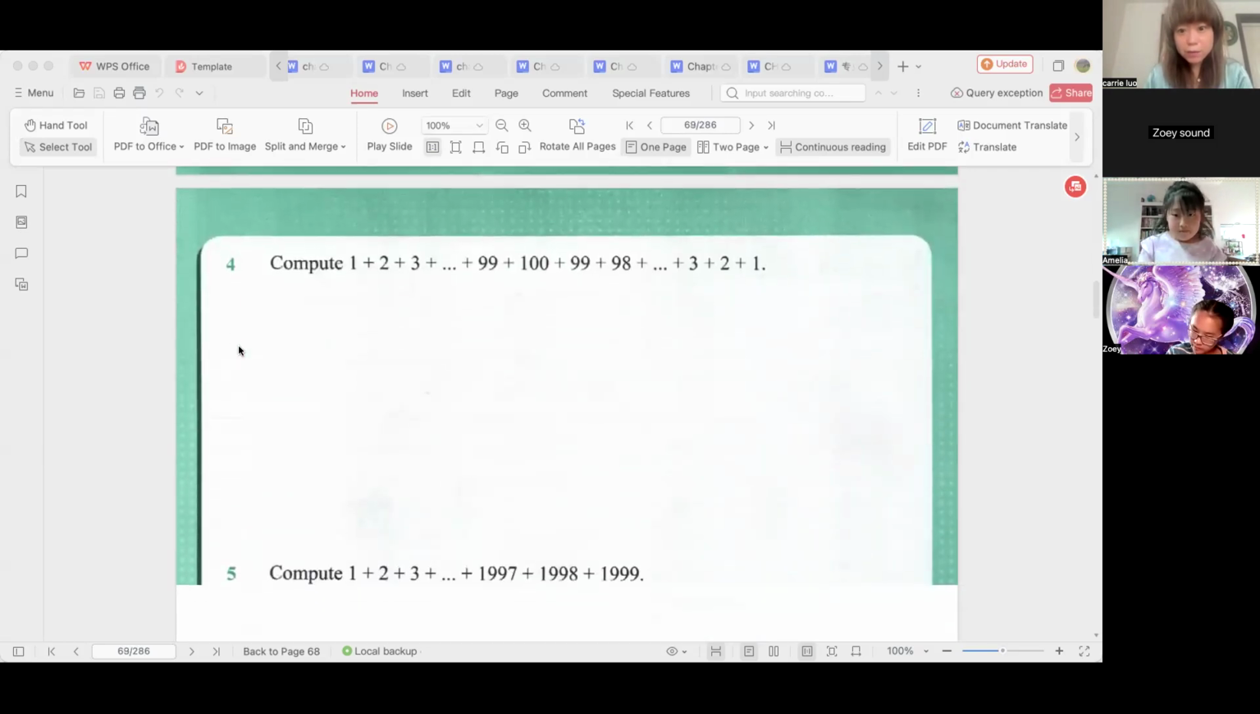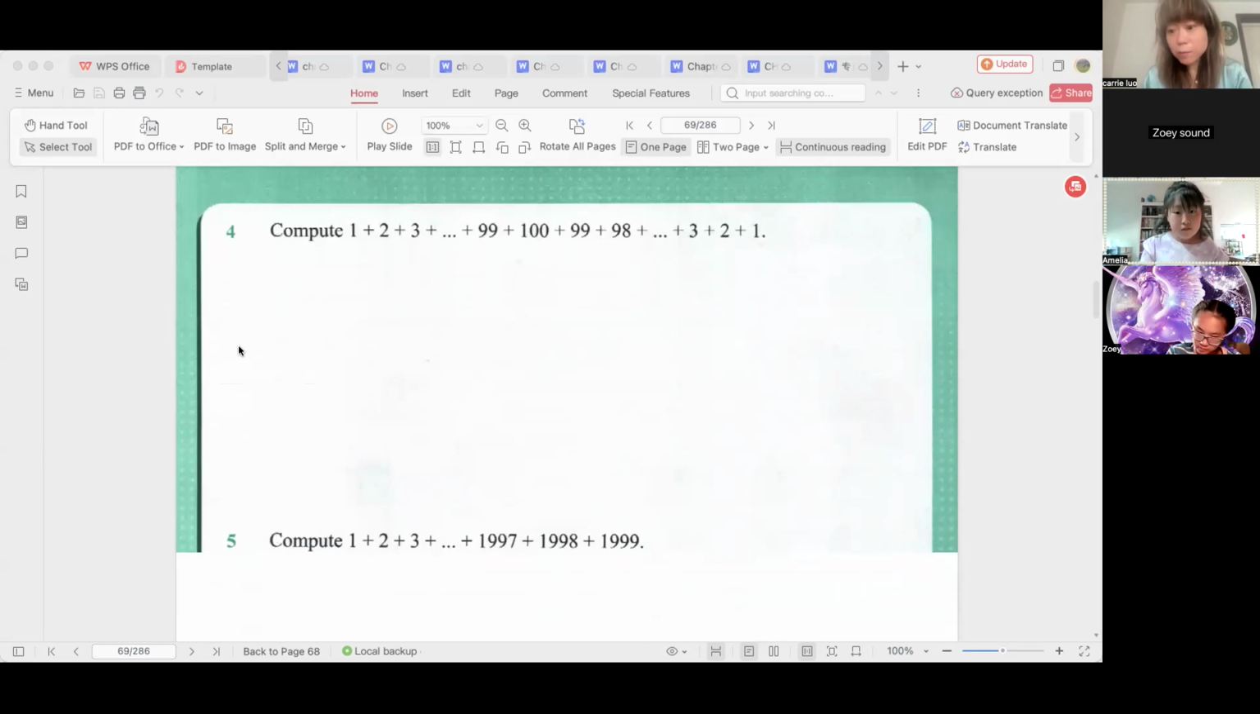So let's take a look at this one. This one is 1 plus 2 plus 3 plus 4 plus all the way to 100 and back to 99 plus 98 plus 90. So I want you to do this question and I'm going to ask you how you got it right. Okay, for number 4, I would like to hear how you got it right.